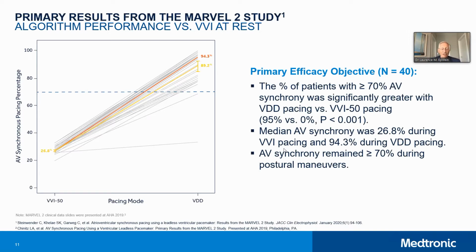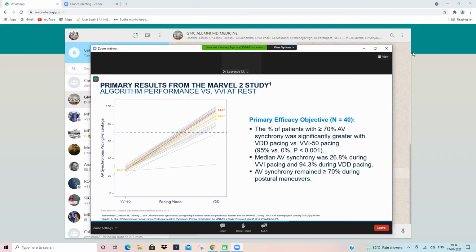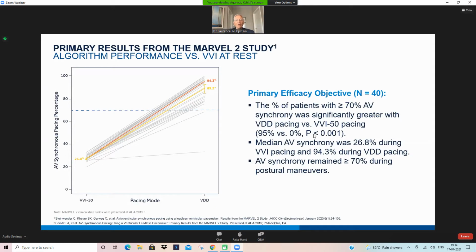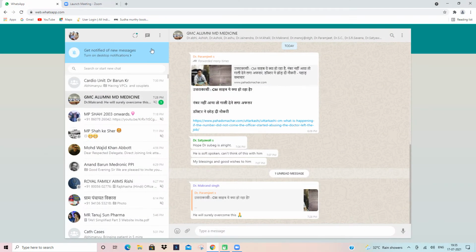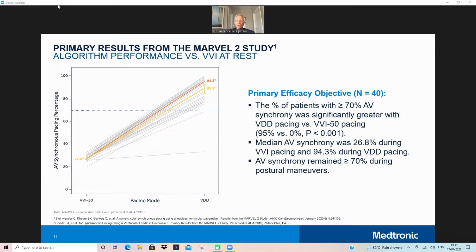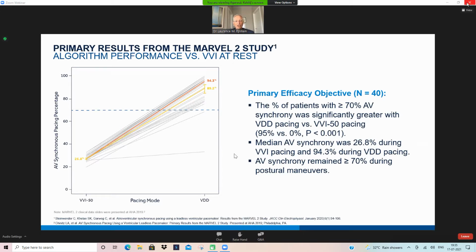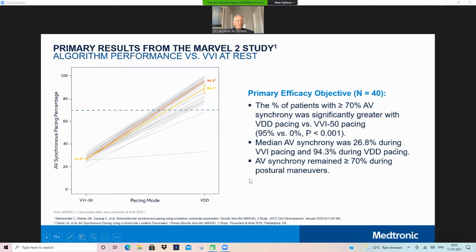The other thing that we did in testing the device was we didn't want to just look at patients lying down. Since it was dependent on how the accelerometer in the device functioned, the question was, is there going to be a difference when the patient is on their side, when they're sitting up, when they're standing up, and when they're walking and moving around? What we found was it maintained greater than 70% synchrony regardless of postural maneuvers, that the device was able to tell where it was in space and still adjust and track the atrium, which we found very encouraging. Next.